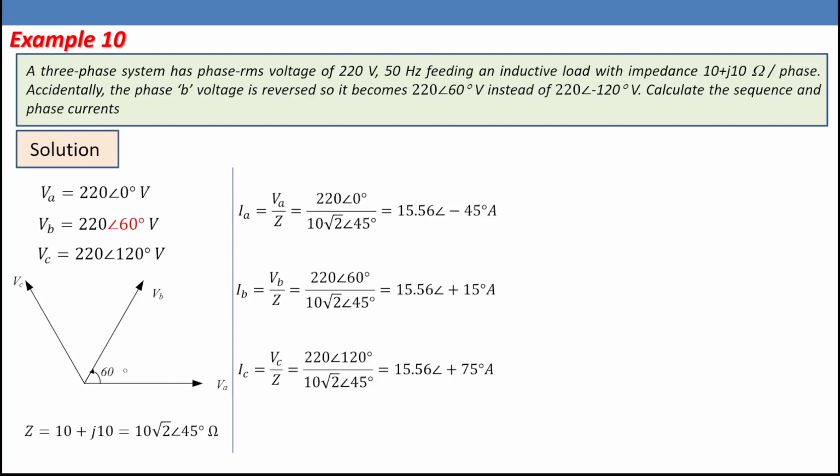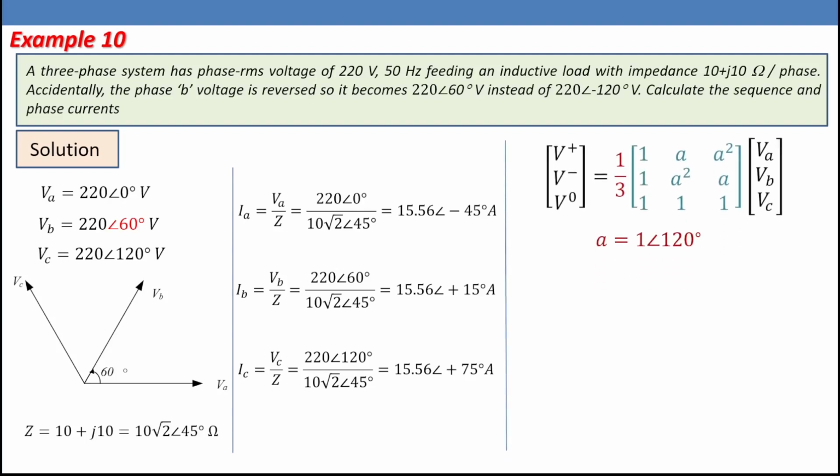So definitely we can solve the problem like what we did in video number 11. We are going to calculate the phase currents, each voltage applied to the load impedance: VA over Z, VB over Z, VC over Z. It's clear here that all the currents have the same amplitude, but they do not have 120 degree phase shift. Phase A has minus 45 degrees, phase B is plus 15, and phase C is plus 75. Now we are going to calculate these currents using the symmetrical components.